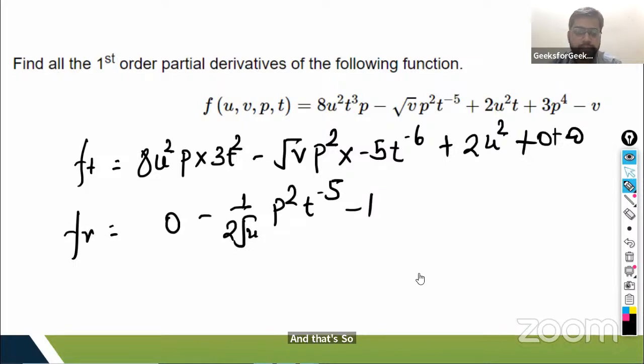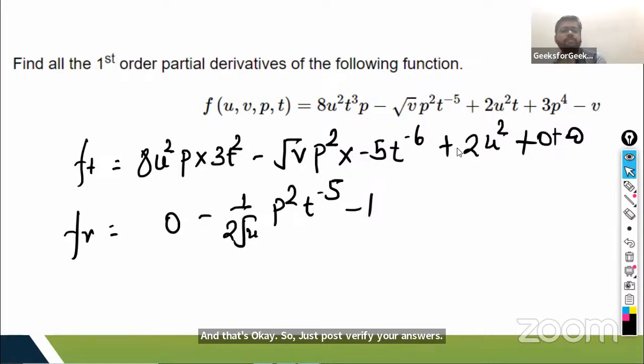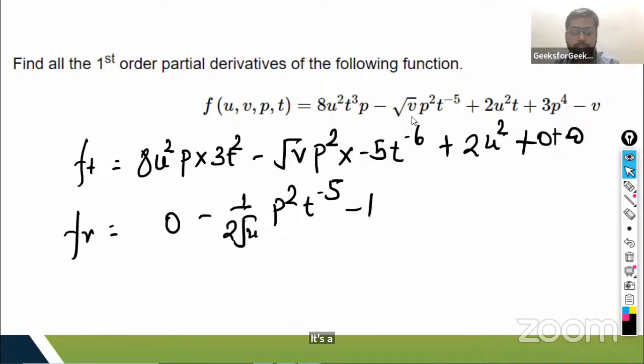Please pause, verify your answers. This one is the answer. Please pause, verify. Same. Pratyush, Dheeraj, they have the same answer. Other people, Abhinav has the same answer.